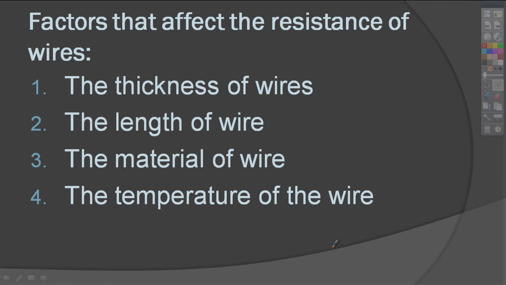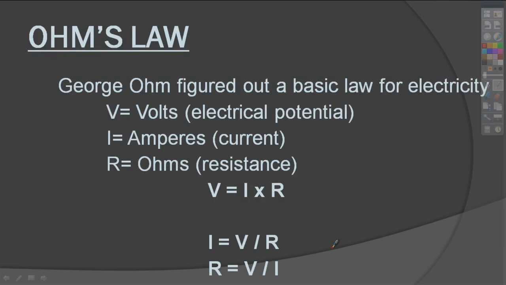If we change the temperature, the wire becomes more or less resistive. So Ohm's law again, this guy George Ohm. V equals IR, I equals V over R, R equals V over I. All just Ohm's law in different ways, solving for different things for each one of those.